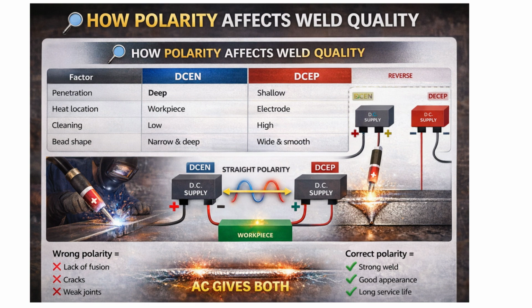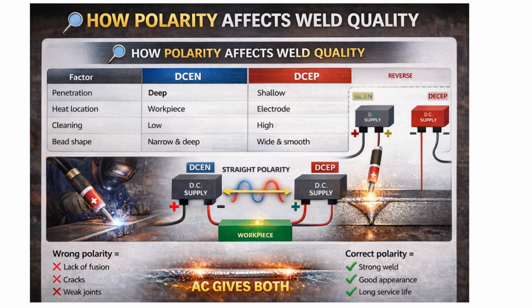When you use DC electrode negative, or DCEN, most of the heat goes into the workpiece. Because of this, the weld penetrates deep into the metal. You get a narrow, deep weld bead, but the cleaning action is low. This is why DCEN is ideal when strength and fusion are critical.